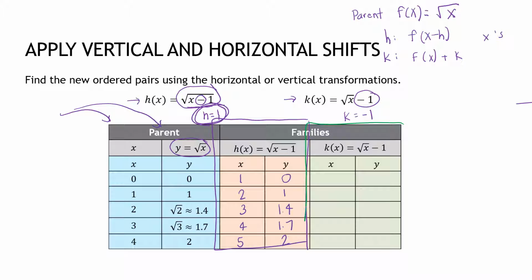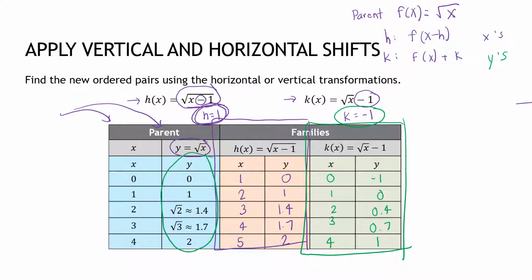Let's look at my second transformation. My second transformation has a k of negative 1. A k will move it up or down, which means it's only going to affect the y's. So 0, 1, 2, 3, 4 will remain exactly the same, and my y's will decrease by 1. So negative 1, 0, 0.4, 0.7, and 1. So I just took my original y's and subtracted 1, whereas when I did my first one, I took my original x's and added 1.